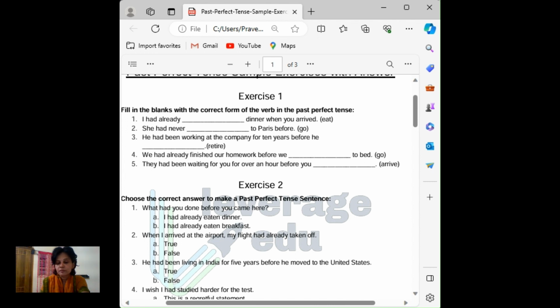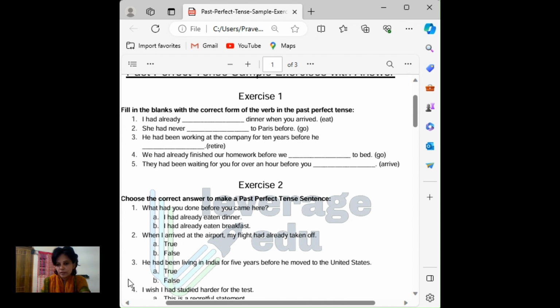We use past perfect tense to describe an action or event that happened before another event in the past. That is where we use past perfect: some past action that has already taken place before another one happened. So two actions happened in the past, and we use had and the past participle of the main verb.